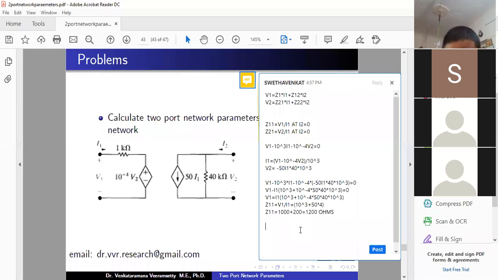Anyhow, I will explain this one again, because you have to do the next step. I want to calculate the Z parameters of the given two-port network. To do that, you have to note down the Z parameter equation. First I want to calculate Z11, later Z21, by making I2 equal to 0. Z11 equals V1 by I1, Z21 equals V2 by I1.